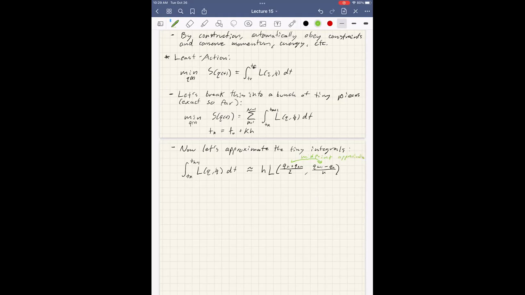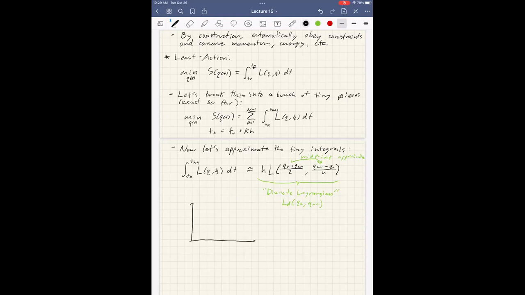Okay, so this is the midpoint, and the whole thing down here that approximates that little integral, we're going to call the discrete Lagrangian. We're going to notate it as L_D of q_k, q_k plus one. So if you give me two knot points, I can plug them into this, and it's going to give me an approximation of the integral of the Lagrangian over a single time step.